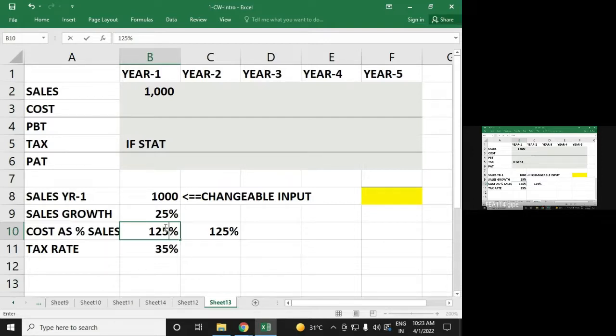Against a sale of 100 rupees, a cost of 125, that is what we are saying, 125%. That means you will obviously have a PBT of minus 25. So accordingly your if condition should correctly consider the tax amount.